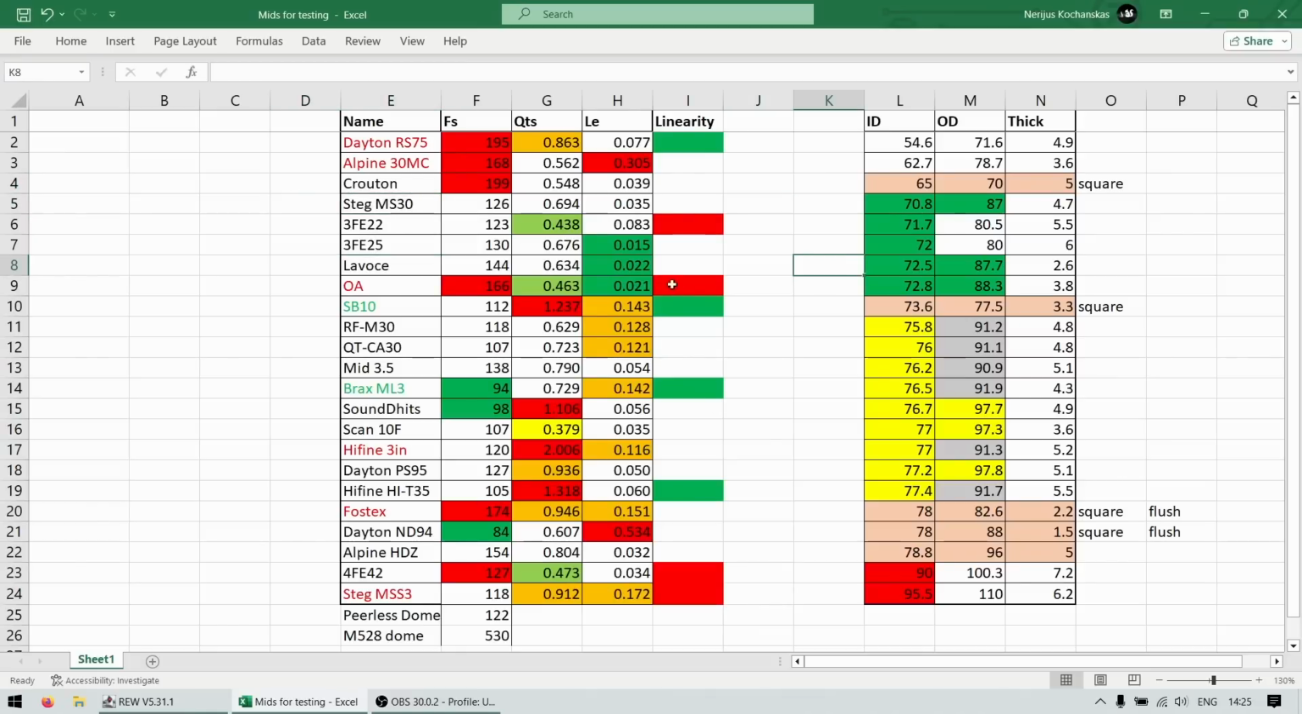So from all of these drivers, I'm going to put a minus for the Alpine. I'm going to put a minus for the One Audio for now. I'm going to put a plus for the Brax. I'm going to put a minus for the Fostex, a plus for the Alpine, a plus for this Steg MS30, and this Chinese one. This is surprising because just according to these, it's good. It's very good. There are no issues with it whatsoever. And again, this is just my subjective evaluation.